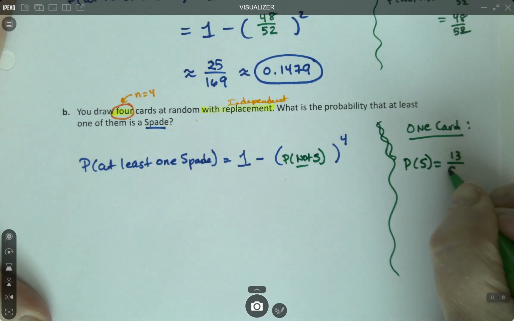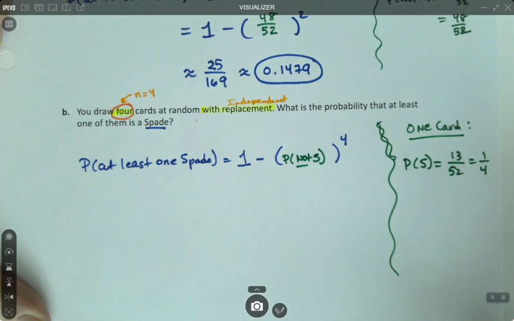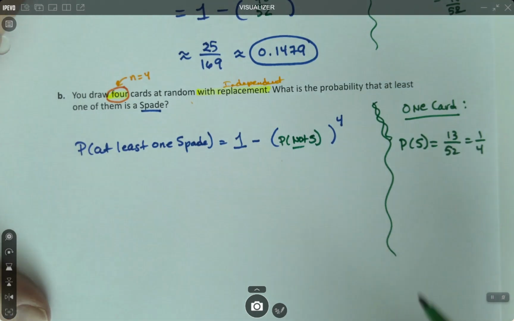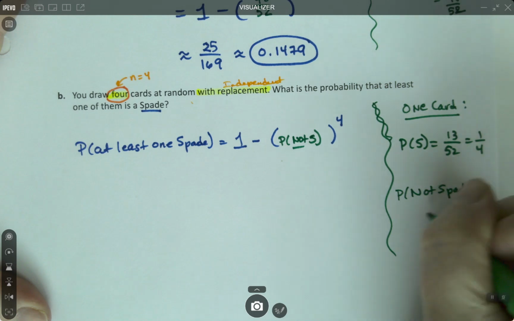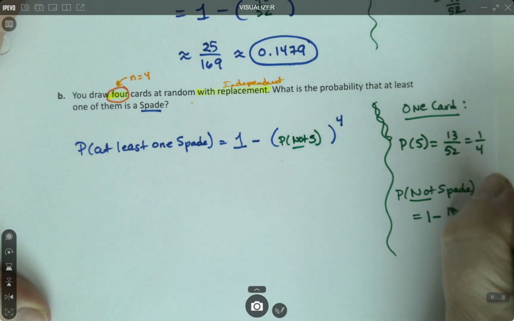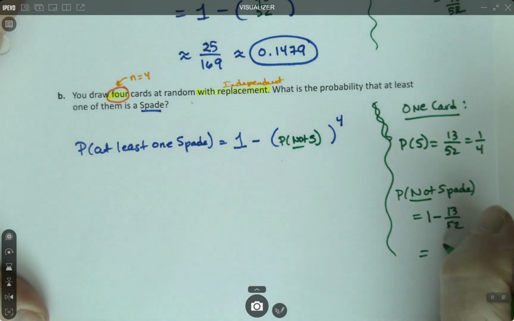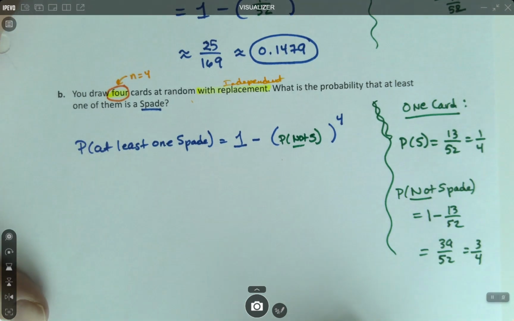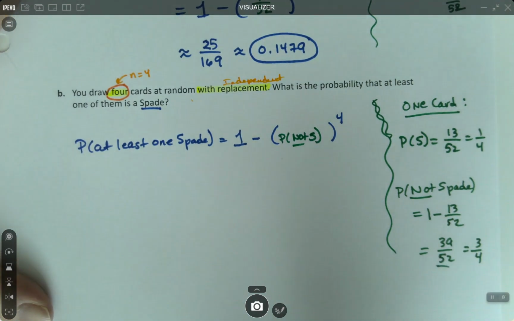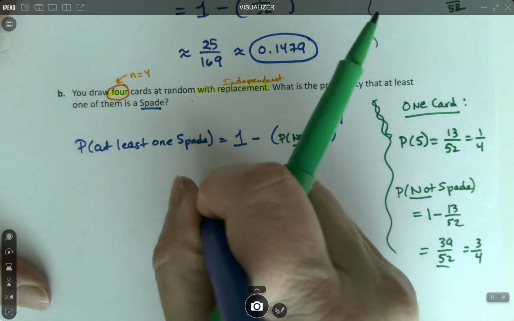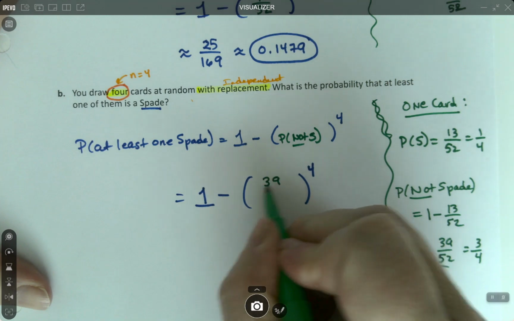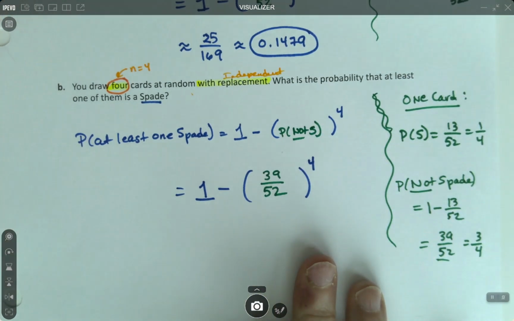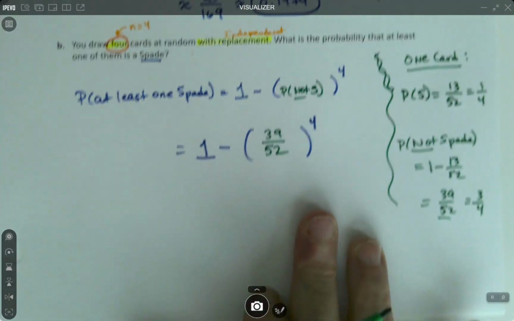There's 13 out of 52, which is 1/4, right? 1/4 of the cards are spades. So the probability of not getting a spade is 1 minus 13 out of 52, which is 39 out of 52, or 3/4. So that's what we'll go put in. And you can put in either one. It doesn't really make any difference. So we'll take 1 minus, and I'll do the harder one. I'll do 39 out of 52 to the 4th. And again, it's to the 4th because there are 4 cards drawn at random here.